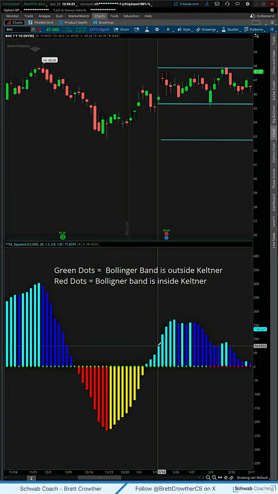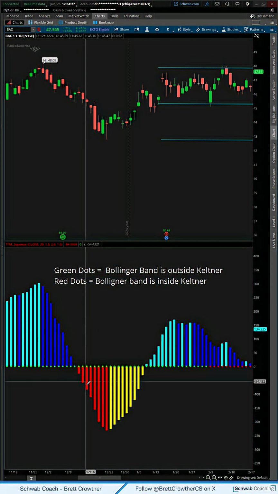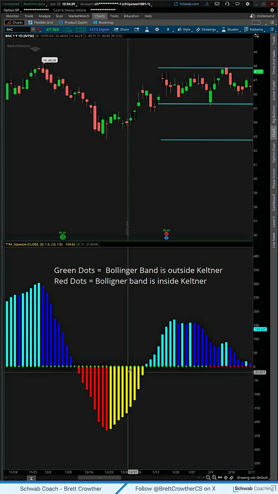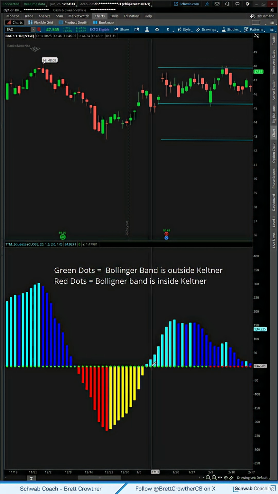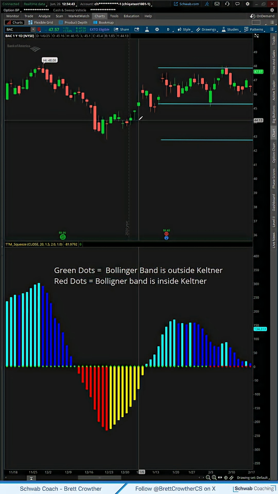Here it is, the TTM Squeeze down here, and you can see the histogram, which is above the zero line and down below the zero line. But really, it's the zero line that we want to focus on. You can see all these green dots. That's the zero line. And what does that mean? That means that when the dots are green, the Bollinger Band, if we were to apply a Bollinger Band to the graph, would be inside a Keltner channel if we had that on the graph.